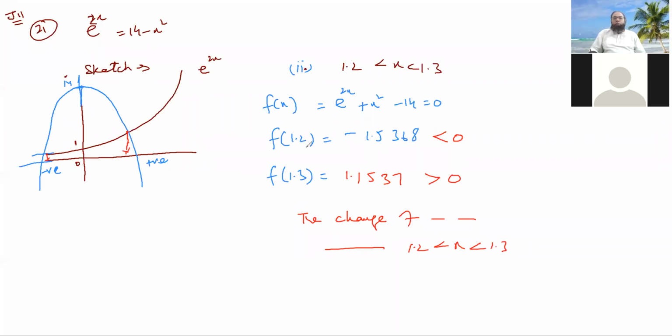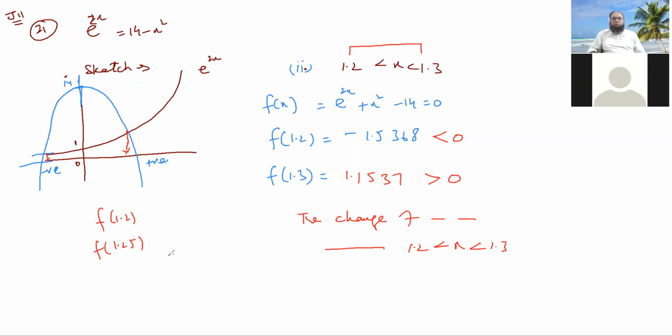Secondly, through the calculation, with the help of the remainder factor theorem concept, you have seen that the root is somewhere between 1.2 and 1.3. Now if you have time, you can narrow down this gap. For example, you can try finding f of 1.2 and then f of 1.25 instead of 1.3. So you narrow down the gap between these two values.